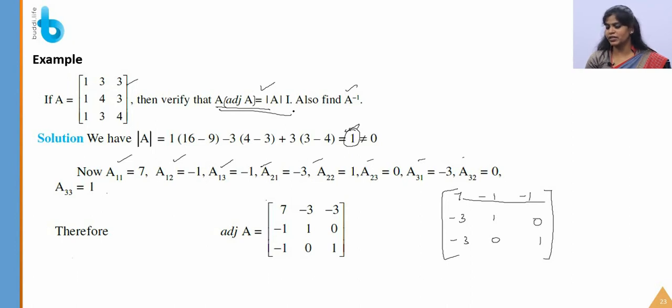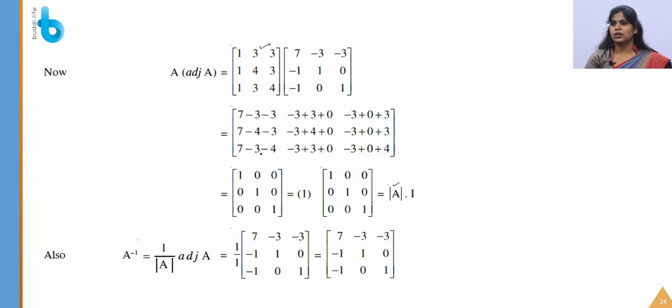It is verified. Next we will see how to find A inverse. As we got the matrix, the determinant of the matrix is non-singular. By finding its determinant, we have a formula to find the inverse of A, that is 1 by determinant of A into adjoint of A. We have already found the adjoint of A and the determinant of A also we got. We now have to just substitute the value.